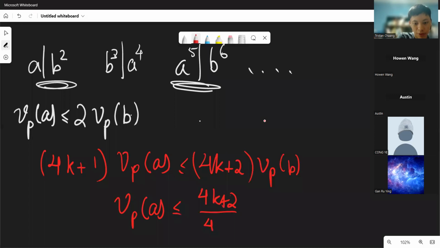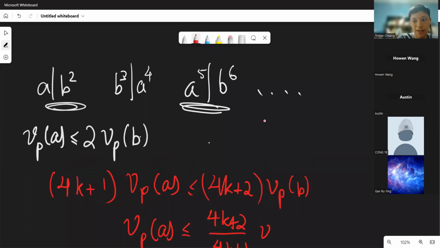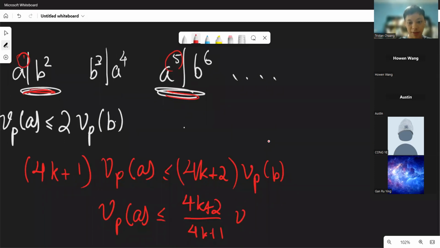So this is true for all positive k. Where did k come from? k is just a parametrization of the powers here. So the first one is 4 times 0 plus 1, then 4 times 1 plus 1, 4 times 2 plus 1 is 9. Yeah, the power 9 case. So I just write every single relation here in terms of some variable k. So basically this is true for all k, positive, well, non-negative integers.